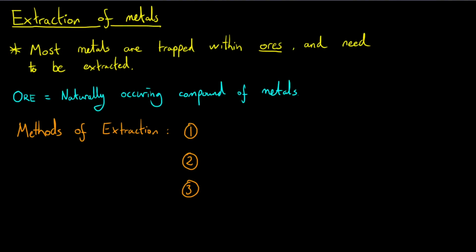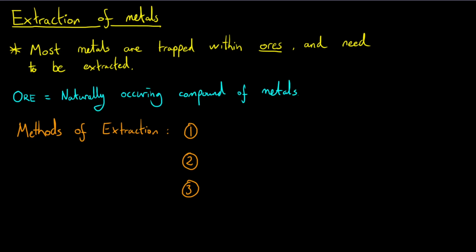I hope you're all doing really well and ready for some more National 5 chemistry. We're continuing on with looking at unit number 3, Chemistry and Society, and we're going to have a quick video today talking about extracting metals from their ores.